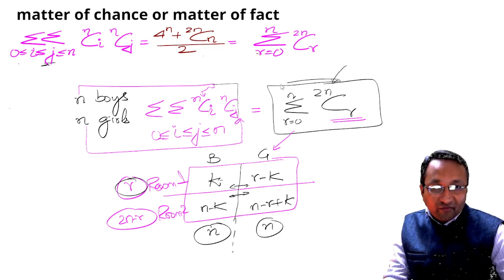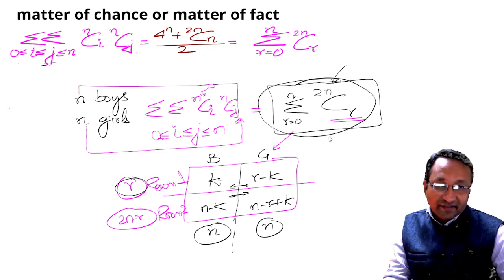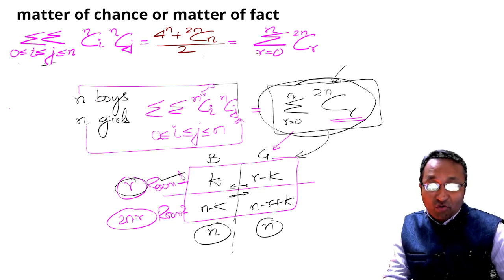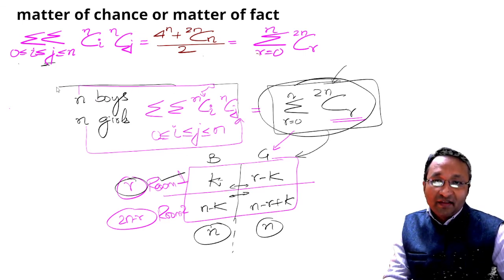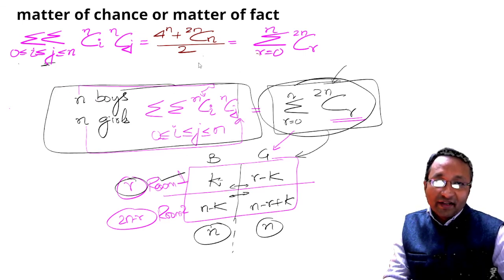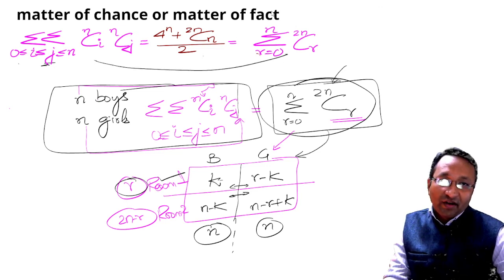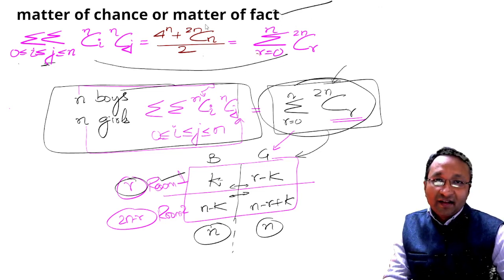So obviously the total number of ways in which these 2n kids can be divided into 2 rooms, and I tick the right room to get the number of boys less than or equal to the number of girls, should be evidently equal to this counting. Hence they both are equal, and obviously it's a matter of fact. I might not know this value, but these two are equal.